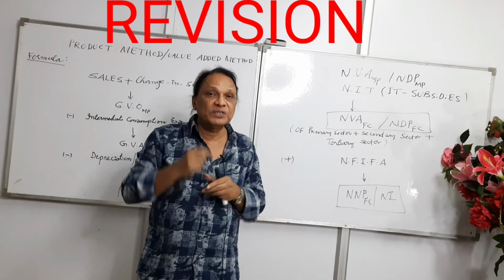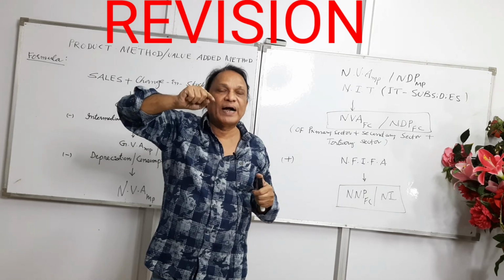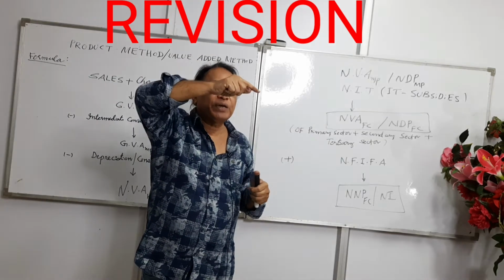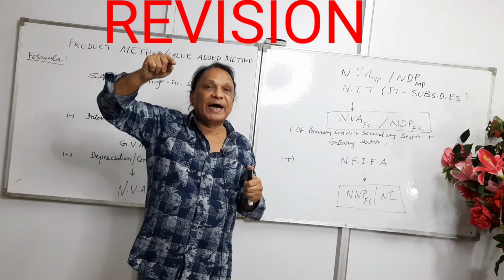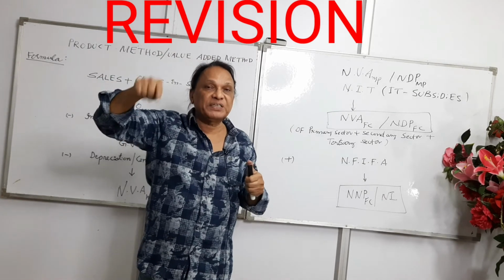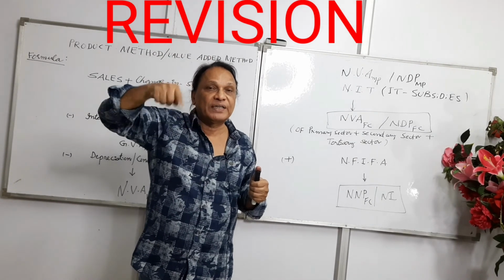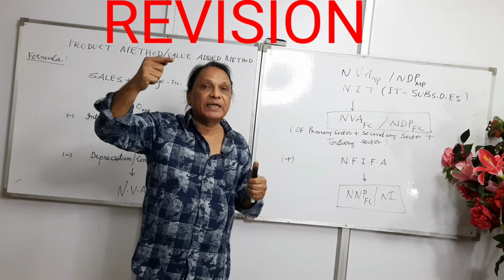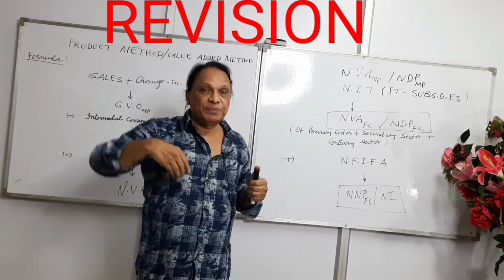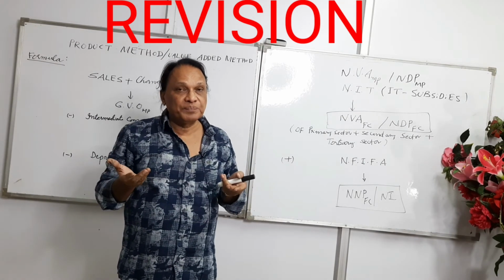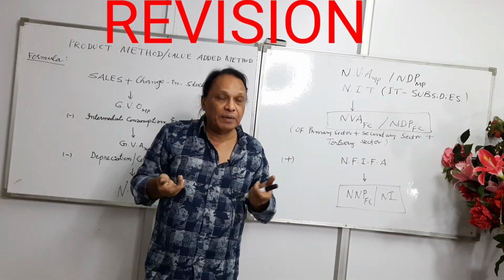To put it in simple words, sales plus change in stock will give you GVO at MP. From GVO at MP minus intermediate consumption expenditure, GVA at MP. GVA at MP is nothing but GDP at MP. From GVA at MP minus depreciation or consumption of fixed capital, NVA at MP. From NVA at MP minus NIT, NVA at FC. NVA at FC is nothing but domestic income. To this you add NFIA, you get NNP at FC or national income.